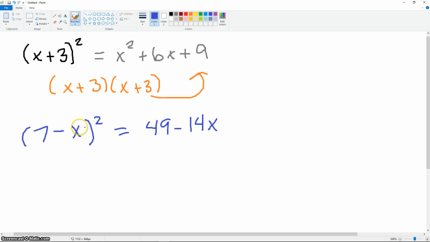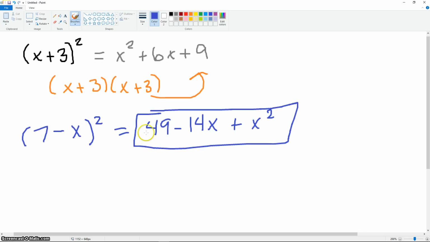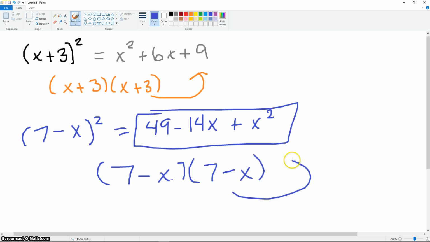And then square this last one. Square this negative x. Well, I don't know if you have caught on, but every time you square something, it's always positive, regardless of whether you're squaring a negative or a positive. So you end up getting positive x squared. And that's your answer here. Again, if you don't believe me, do 7 minus x times 7 minus x. Go through the whole FOIL process, and you will get this right here.